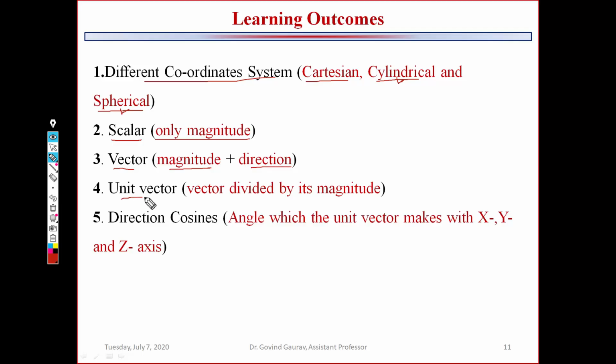Thereafter, we defined the unit vector. How do we define the unit vector? It is a vector divided by its magnitude. And thereafter, we studied the direction cosines with respect to the Cartesian coordinate system, which are the angles which the unit vector makes with respect to the x-axis, y-axis, and z-axis. This is all for this session.